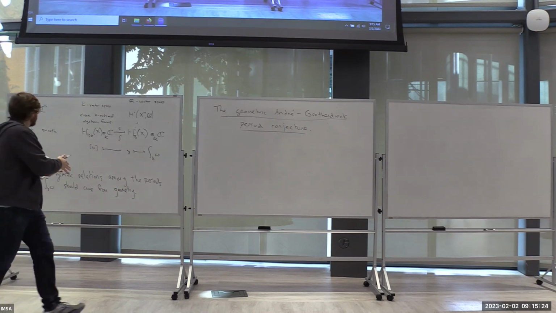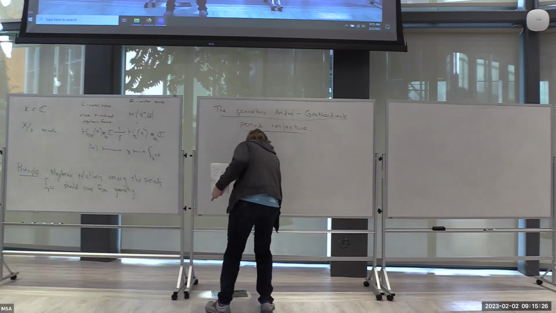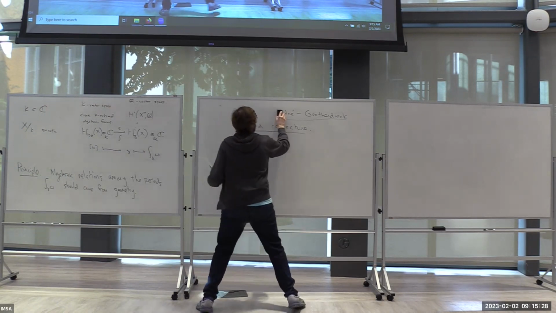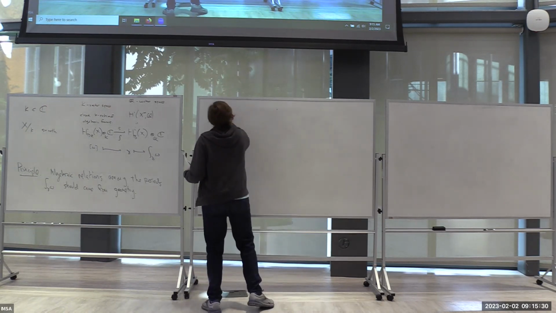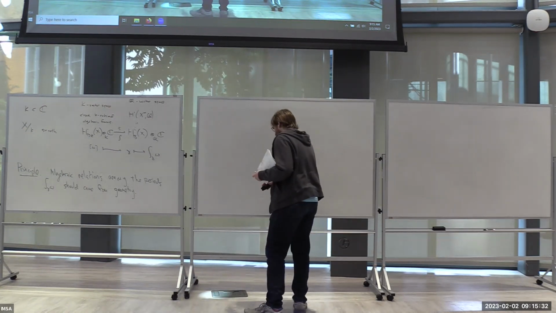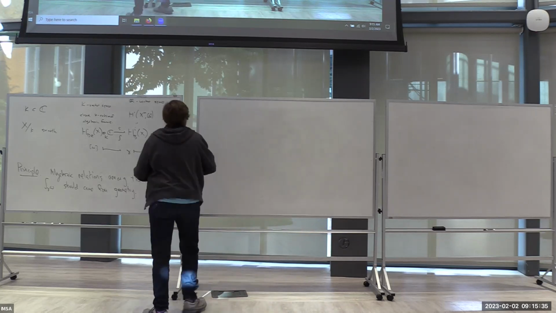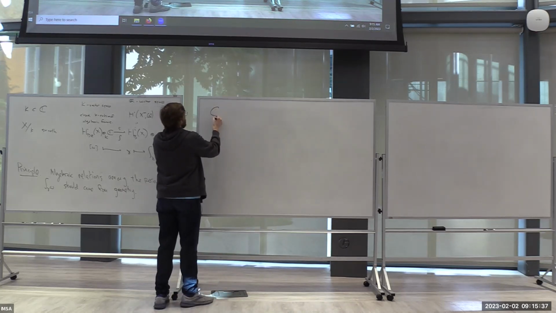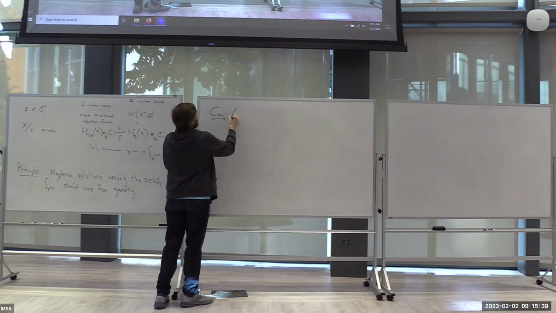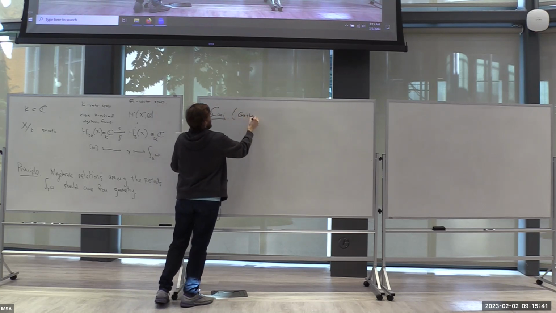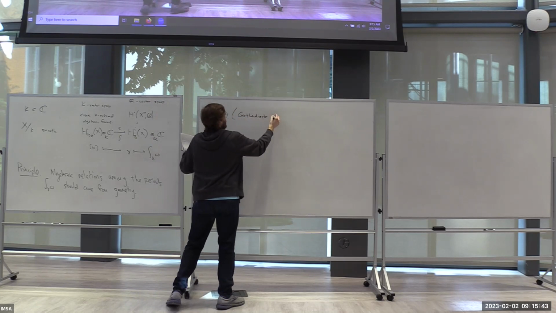Okay, so let's make these ideas a bit more precise. And one way to do this is via what's called the Grothendieck period conjecture. Okay, so here's the conjecture. We have the Grothendieck period conjecture.